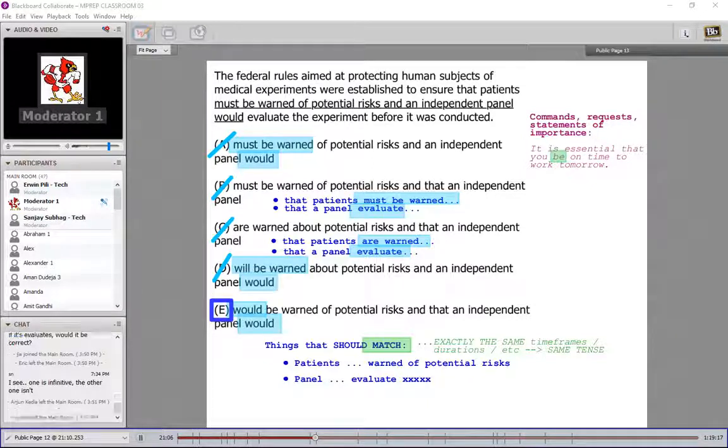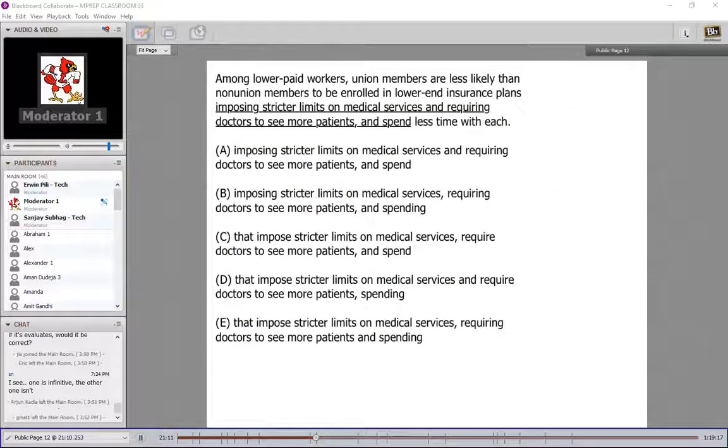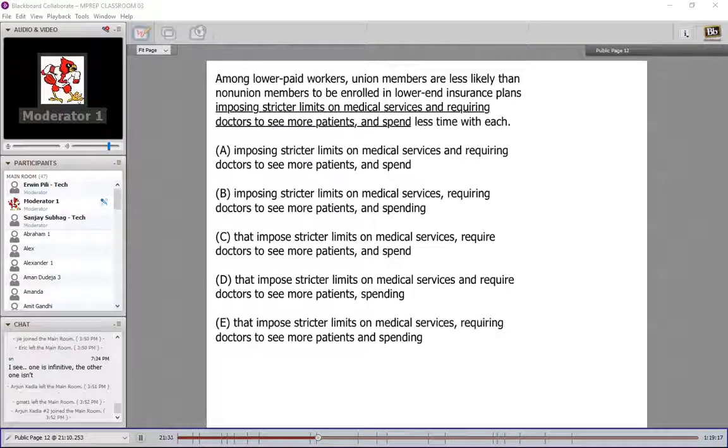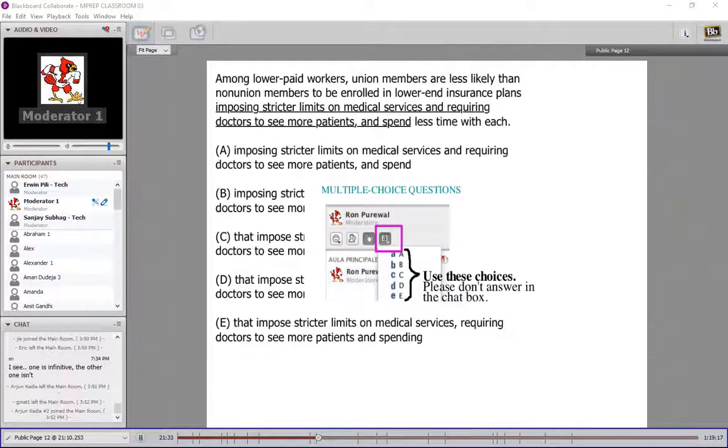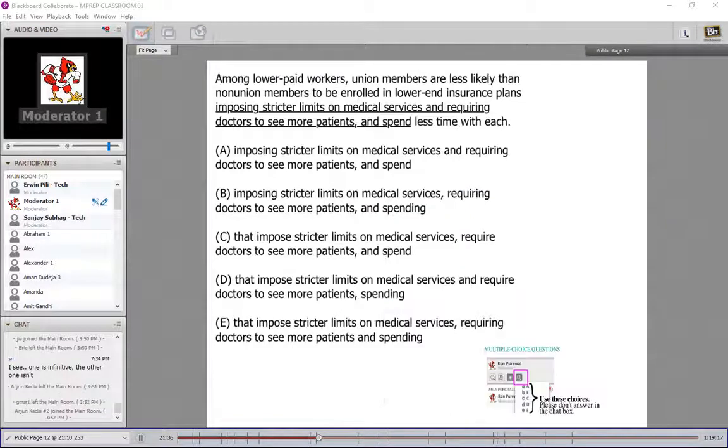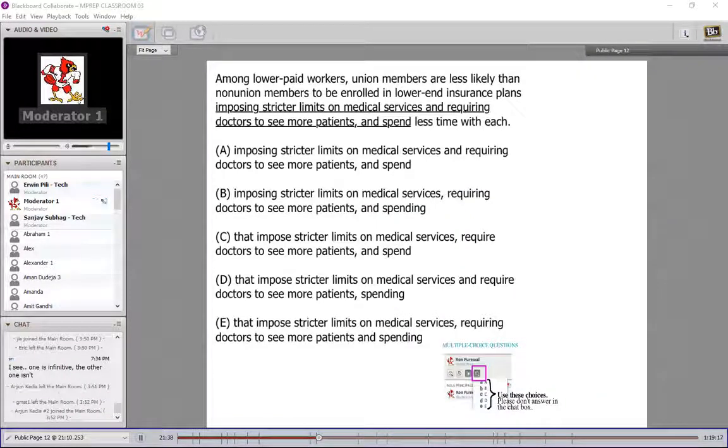Let's do this one. Remember where the multiple choice answers are found. Please do not put your answer in the chat. Give you a little bit of time for that.